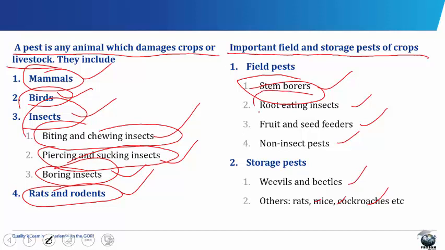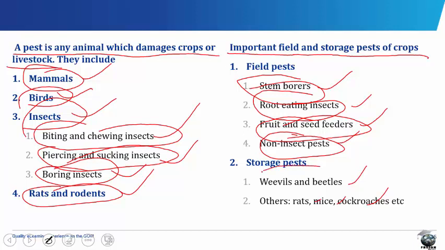Root-eating insects, which include beetles, feed on tubers of yam in the soil, making large holes in them. The fruit and seed feeders, which include fruit-piercing moths, fruit flies, and beetles, feed on fruits and seeds in the farm before they are harvested. Non-insect pests include goats, sheep, monkeys, squirrels, bats, etc.